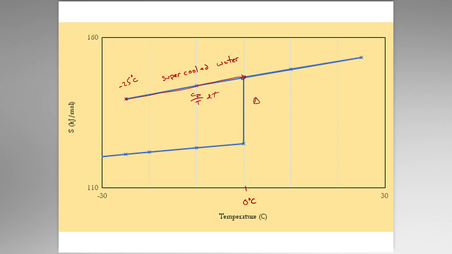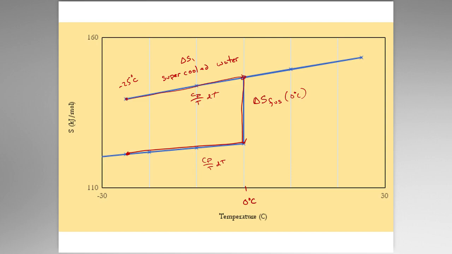Now we can use the delta S fusion at 0 degrees to get that component. So we'll get a delta S one here. We'll call that this, and then we'll get to minus 25 here, which is another Cp on T dT to this point right here. But we can look at it.